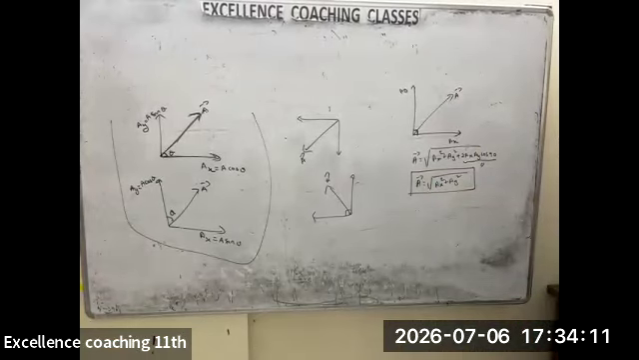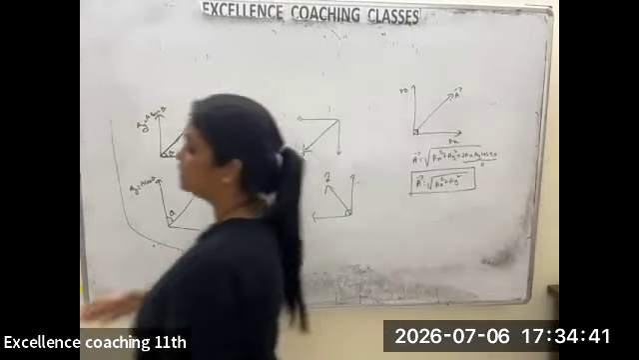Root of AX square plus AY square. Is this part clear to everyone? Just note it down. Where your theta is present, that is important.